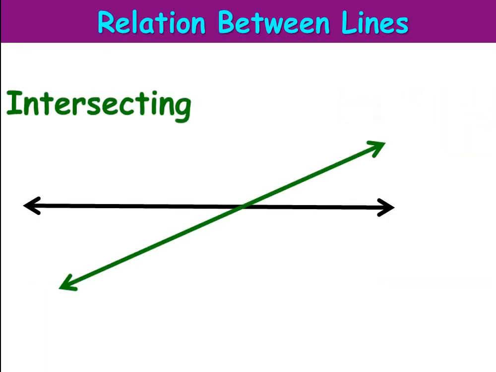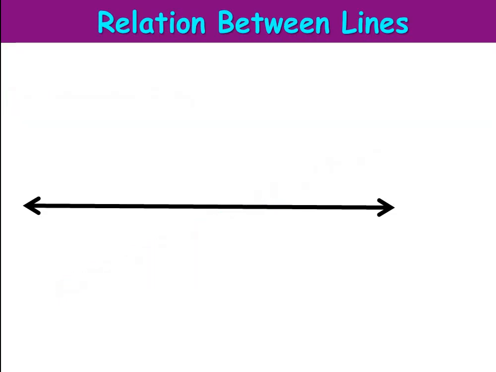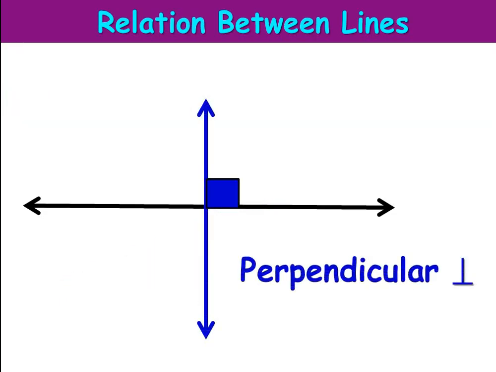The second relationship is intersecting two straight lines. So these two straight lines are intersecting, which means that they are intersecting at a point. We can name this point also, point A or point B. The idea is that this relationship is intersecting. The third relationship, we call it perpendicular. So the blue line and the black line are perpendicular to each other.